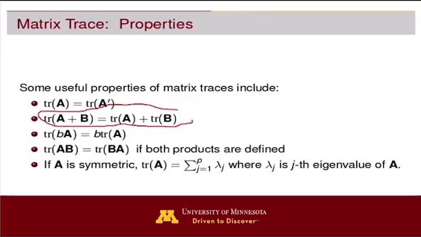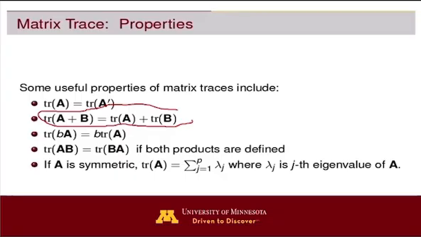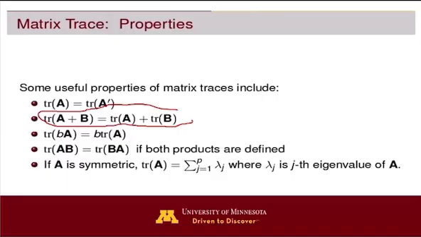If I have two different matrices, matrix A and B, and they are conformable for addition, because they have to be in the same dimension before they can be added up, when I add matrix A to matrix B and find the trace, the trace of the addition of two matrices is the same as the addition of the trace of each matrix. You can verify this.